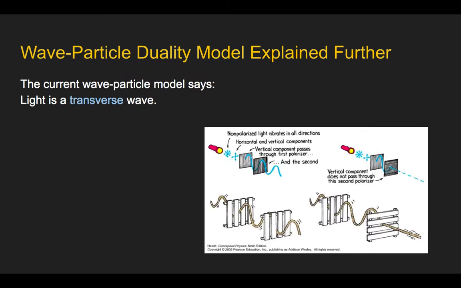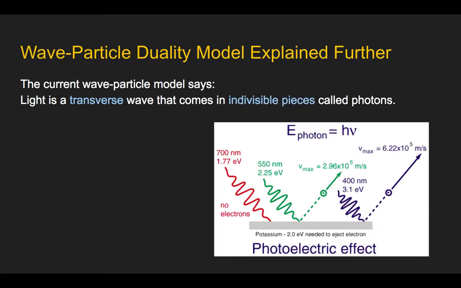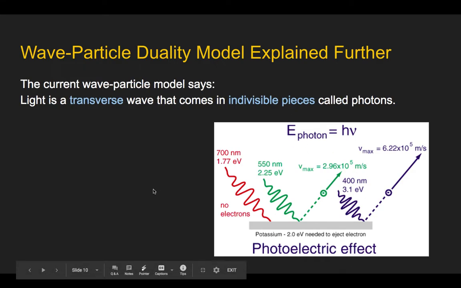If light was a longitudinal wave, this filtering process wouldn't work. You wouldn't be able to filter it by direction. And if you could cut it up however you wanted, things like the photoelectric effect wouldn't occur.